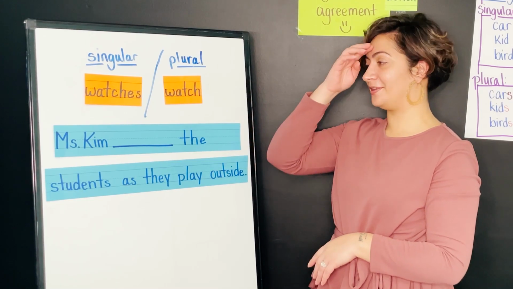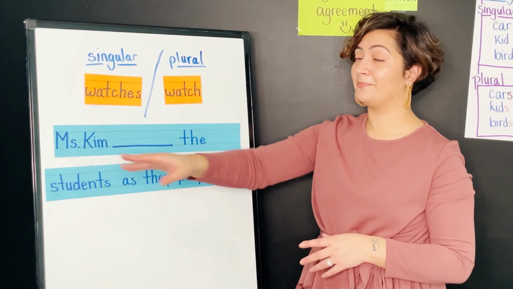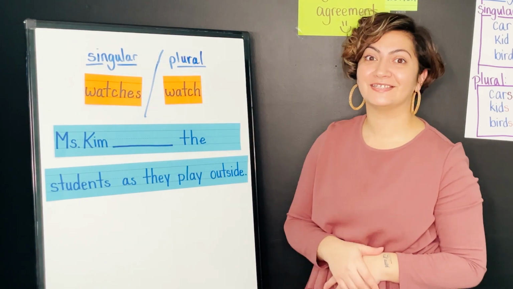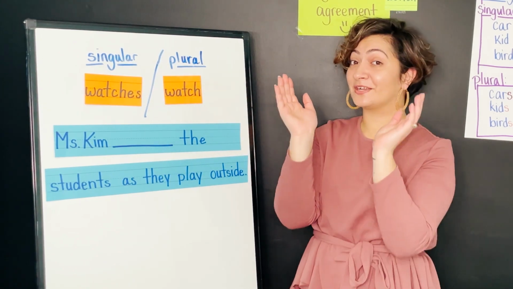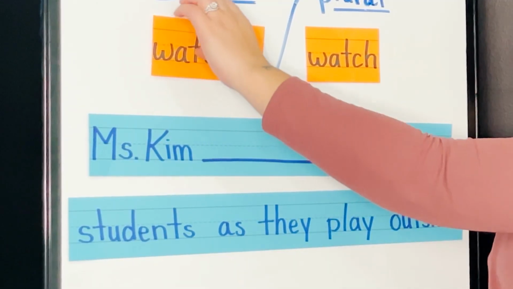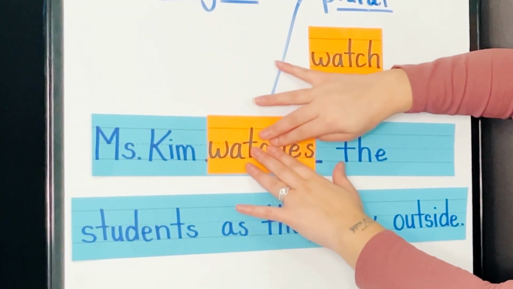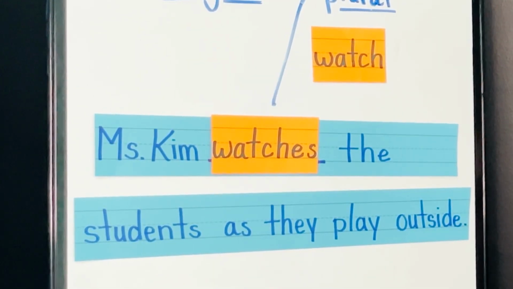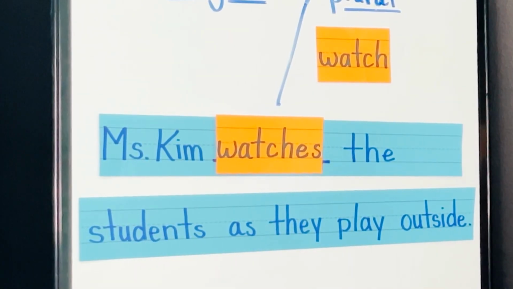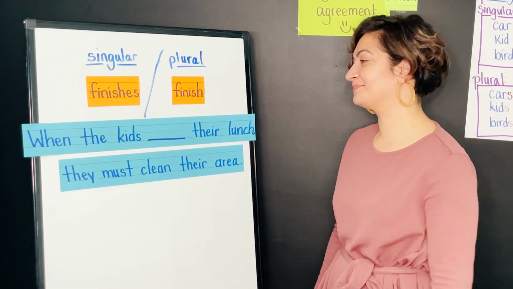All right, let's think about it. Our subject, which is our noun, is Miss Kim. Here's the person. Miss Kim is one person, which means it is singular. So we need to have subject-verb agreement. If you wrote down watches, you are correct. This is a singular form of watch. All right, scholars, let's reread our sentence. Miss Kim watches the students as they play outside. You're doing a nice job, scholars. Let's read our next sentence.